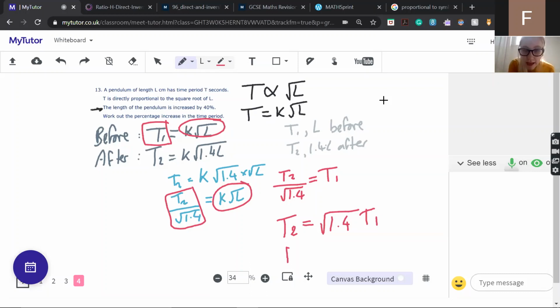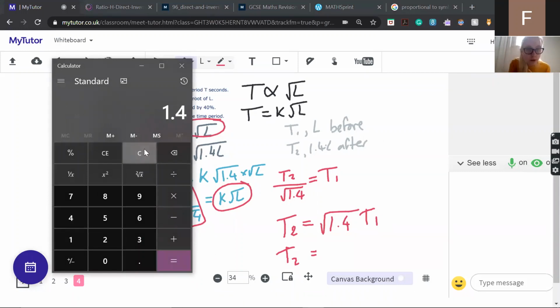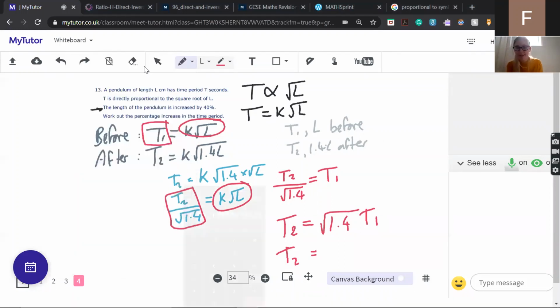And now we just want to express that as a percentage. So we're going to work out what root 1.4 is. I don't know why I'm doing it again. We know it's 1.18 because we did it before. So T2 is 1.18 T1. So what I'm saying is that this is L. This is T1. We increase L by 1.4. That's 40% more. Then we increase T1 by 1.18 because of this square relationship. This is what we've worked out. This is our T2. And this is 1.18 times as much as this.